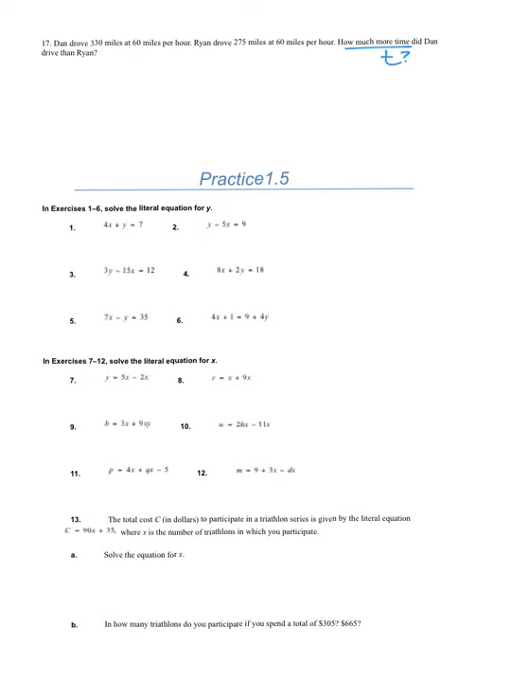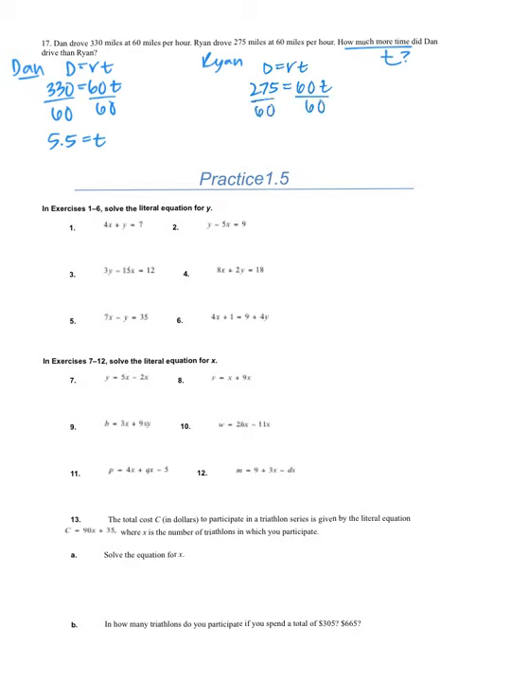So for Dan, we'll start with him. D equals RT. His distance is 330 equals his rate is 60 miles per hour times time. If I just divide both sides by 60, I get Dan's time, which ends up being 5.5 hours because it's miles per hour. And then for Ryan, D equals RT again, and his distance is 275 equals his rate of 60 miles per hour times time. I divide both sides by 60 to isolate the t. 275 divided by 60 is 4.58.